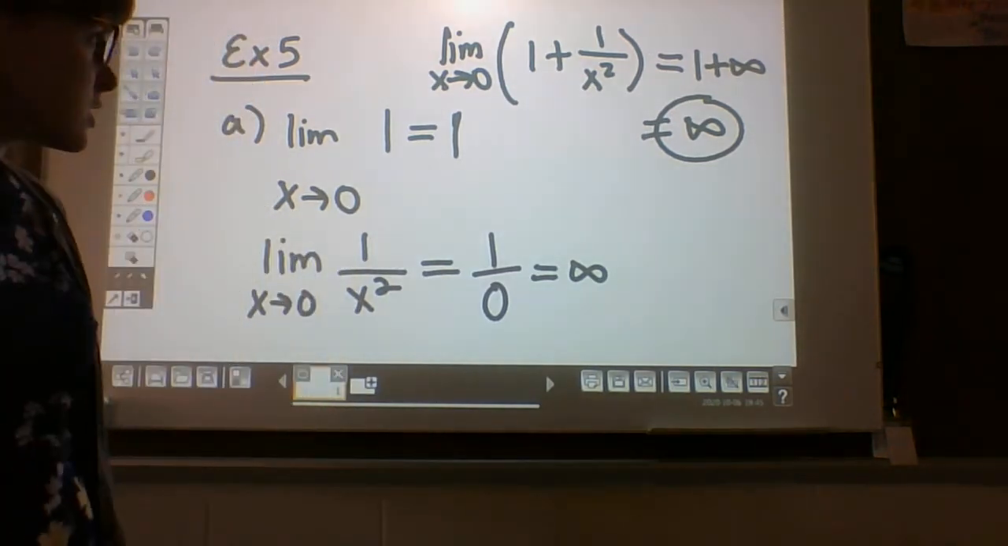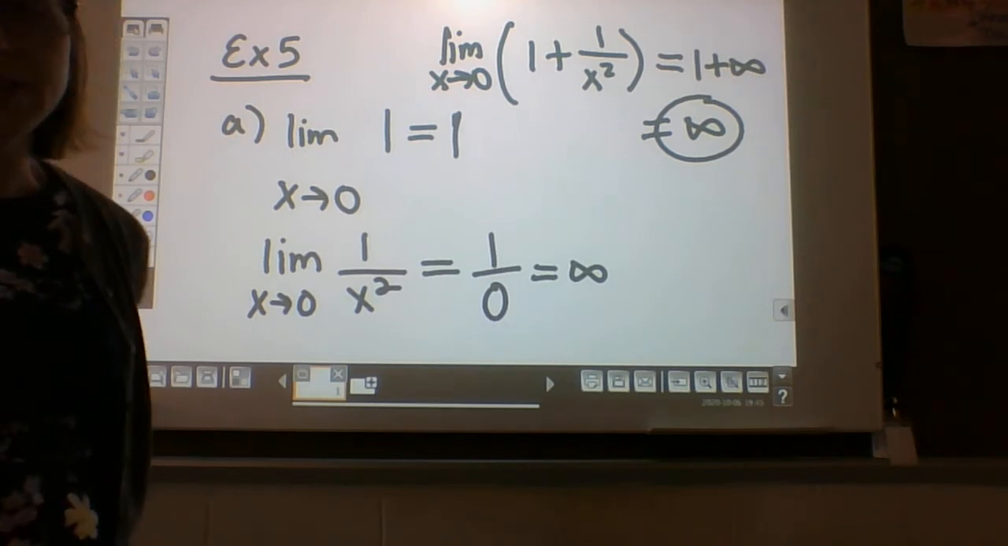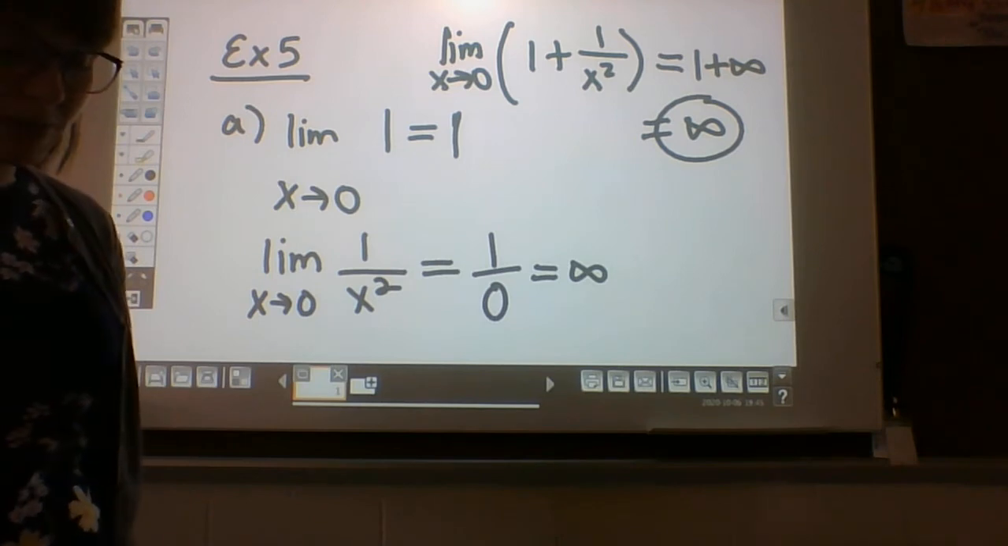Yep. So that's how that would work if you had something like that. You would find the limit of each part separately, and then you would add them together. So that's how that's going to work.